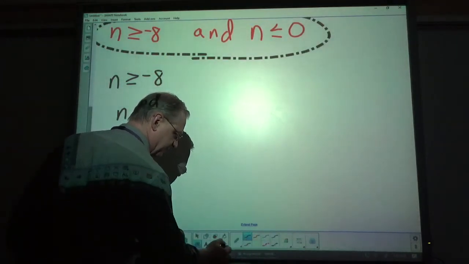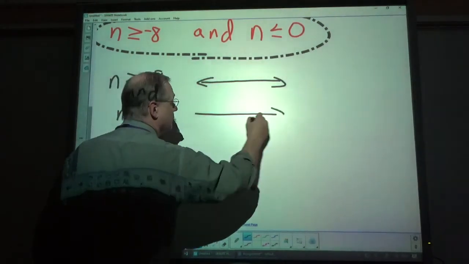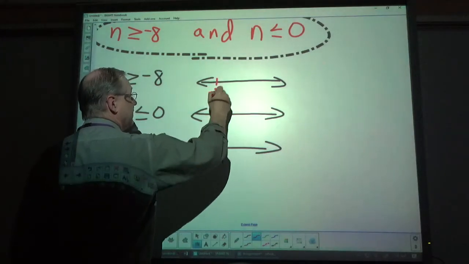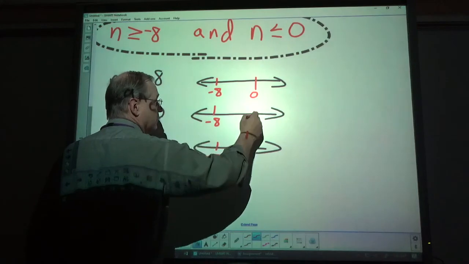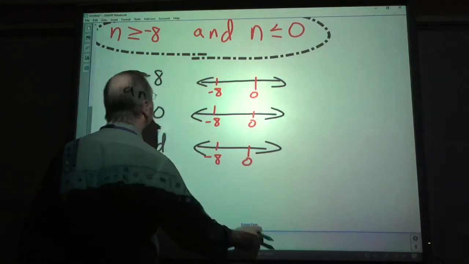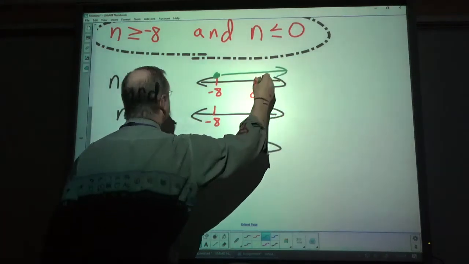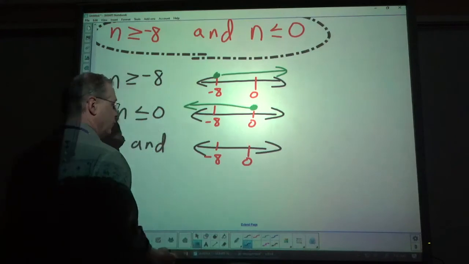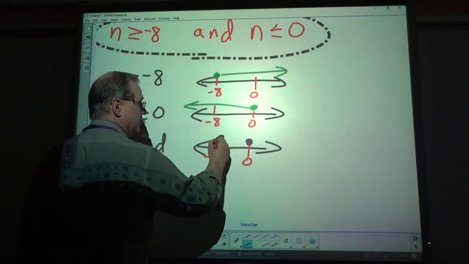And let us graph these. Negative 8, 0. First graph, greater than or equal to negative 8, less than or equal to 0, and they overlap between the two, negative 8, 0, line between them.